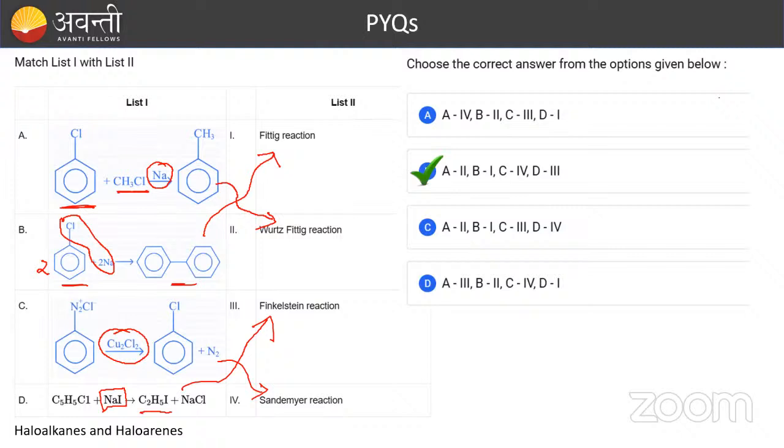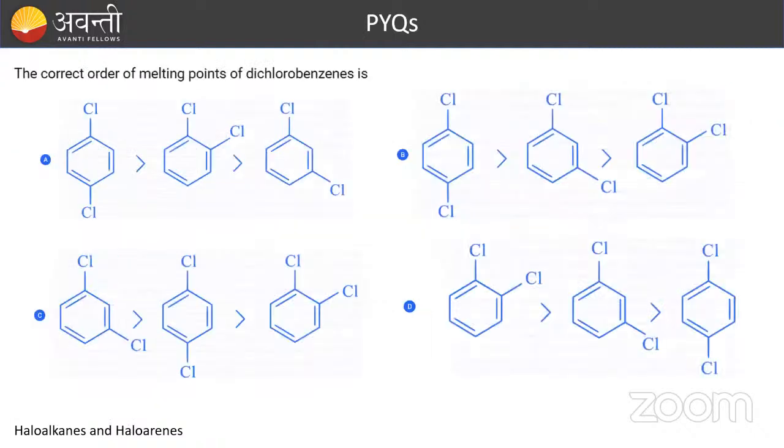Clear? So this question is a very easy question. They're just asking us to match the reaction with the name. If you have revised it properly, you can get the answer within a fraction of a second. Okay. So let me go ahead with one more question, and this question is the last question for today's session. So find out the answer first.